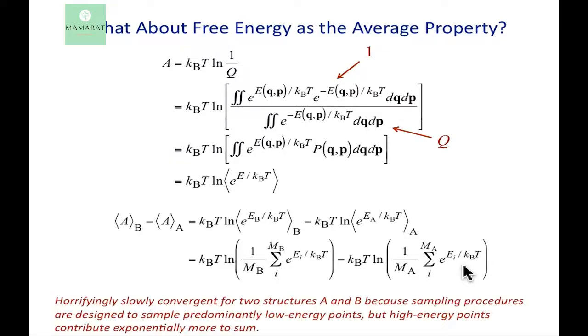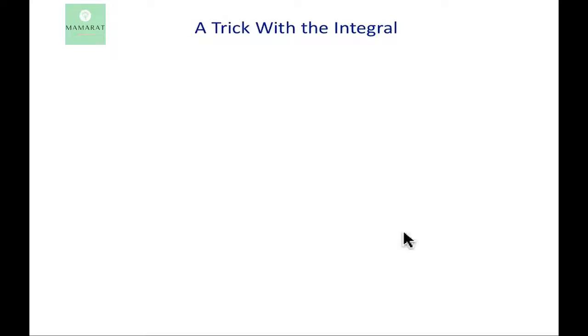Now, the problem with this approach is that it is horrifyingly slowly convergent. And why is that? Well, the sampling procedure is designed to keep you mostly around low energy points, but the trouble is that higher energy points, that is more positive points, are contributing exponentially more to the sum, and that's intrinsically unbalanced. Really, really high energy points will make a massive contribution to the average, and it just takes forever to get something that doesn't have a massive standard deviation associated with it. So what can we do?